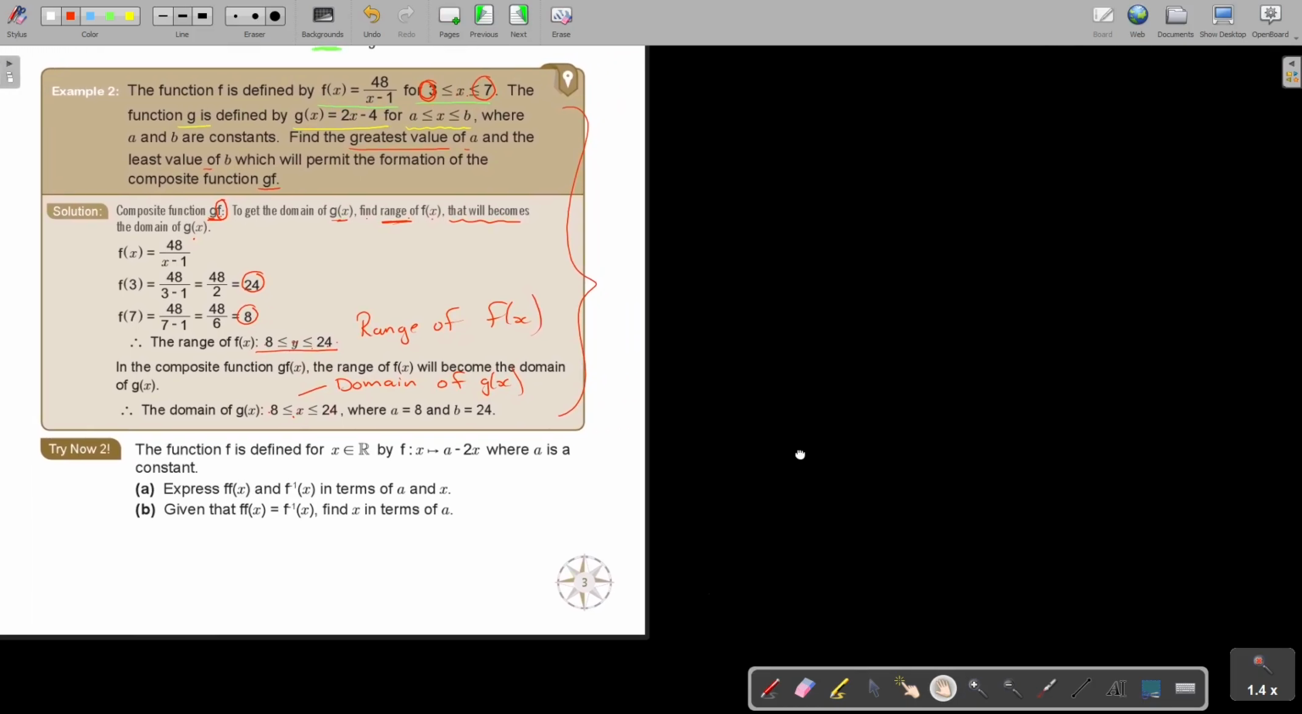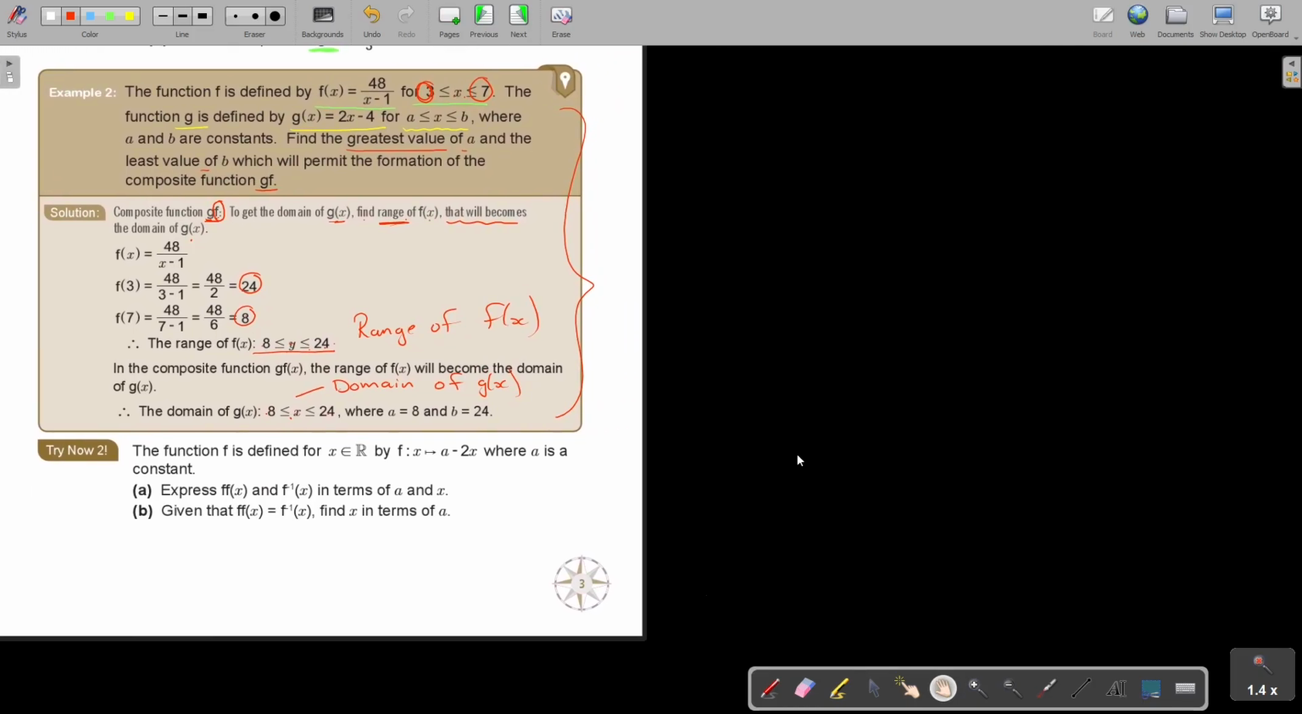Okay, so let's start with number a. The function f, and what is f(x)? Again, they just put it in the other form, but it's fine. Just rewrite it in this, where a is a constant. Express f(f(x)) in terms of a. Now, can you see they are actually asking you 2 questions in a? So make sure you answer both questions.